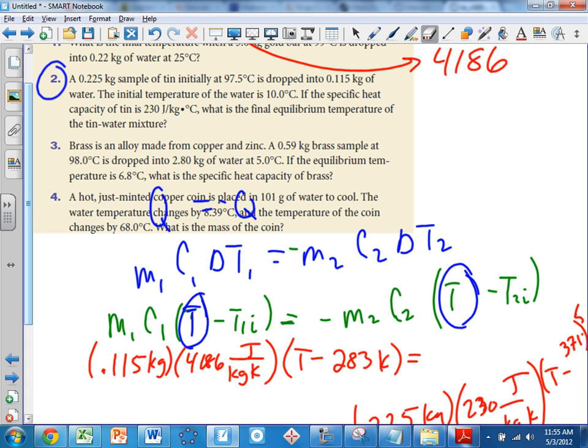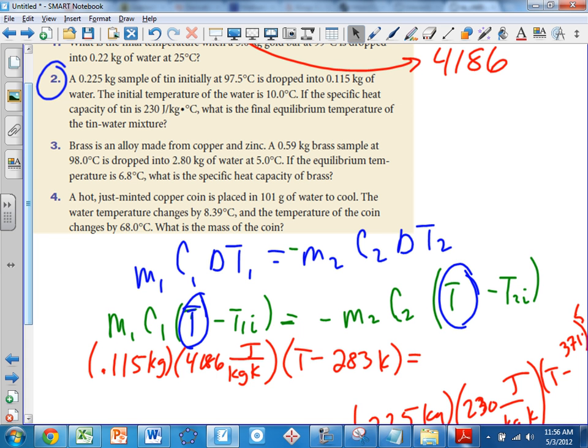Number 4 says, a hot, just minted copper coin is placed in 101 grams of water to cool. The water temperature changes by 8.39 Celsius. So if water was here, we know delta T of water already. The temperature of the coin changes by 68. So you're given this delta T as 68, given this one as 8.39. Your mass of the water is 101 grams. Convert that to kilograms. Next, you know the C values. C of copper is in your table. C of water is also in your table.